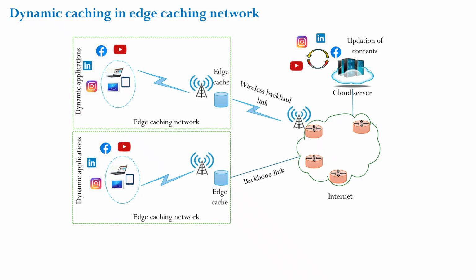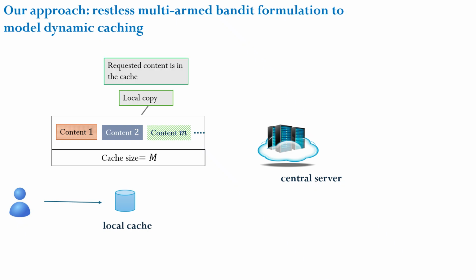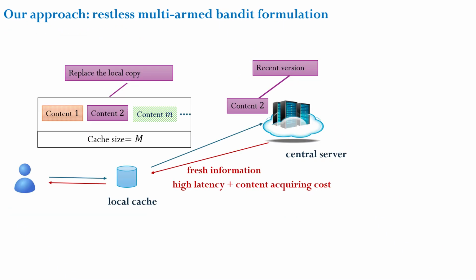Now let us consider a particular scenario where we have a single cache and a population of users. Suppose a request has come to the local cache which has cached M contents. Now it has found a local copy in its cache. It can serve the stale version, or it can fetch it from the server, and that will incur high latency and content acquiring cost. And after fetching it, it will replace the local copy with the fresh version.